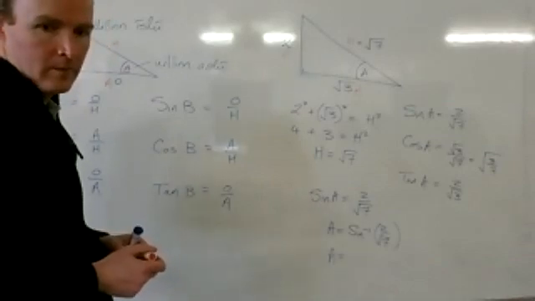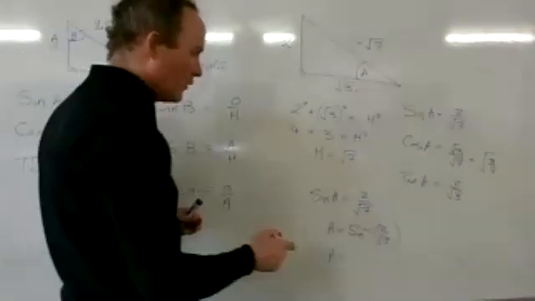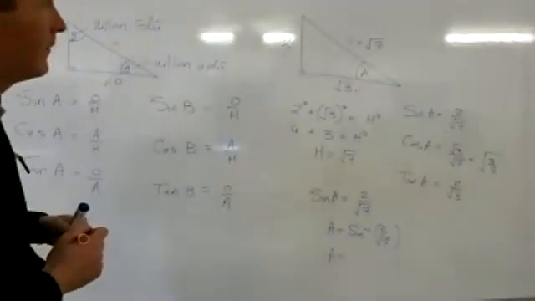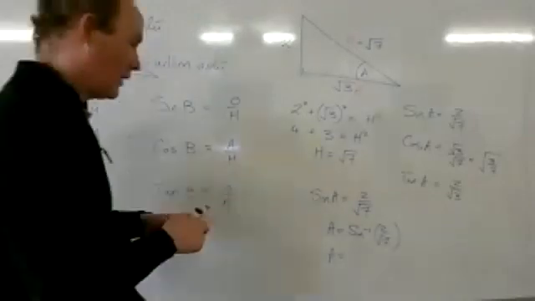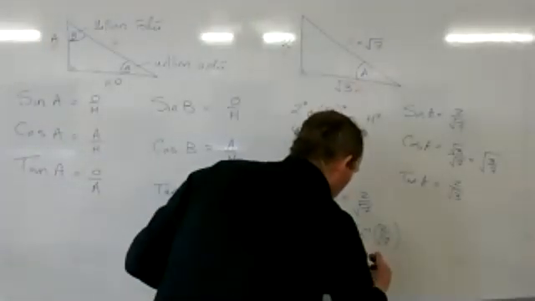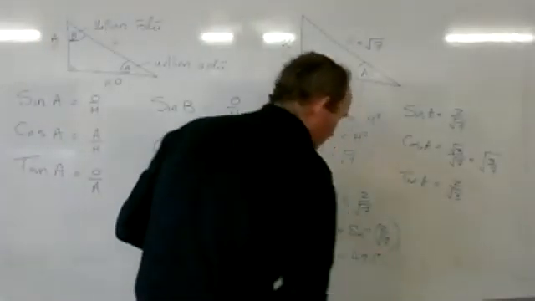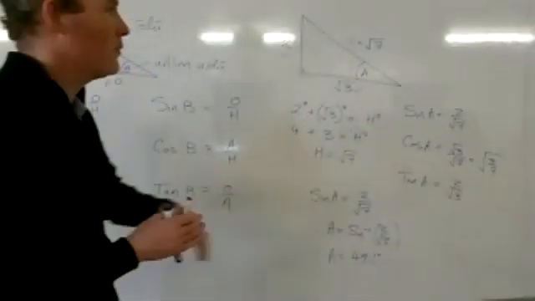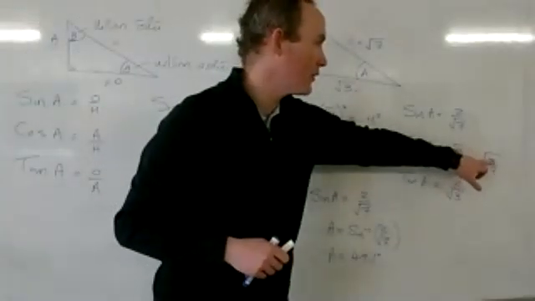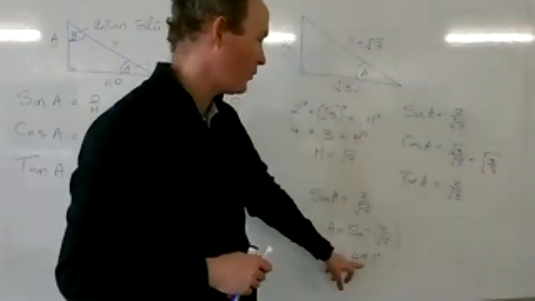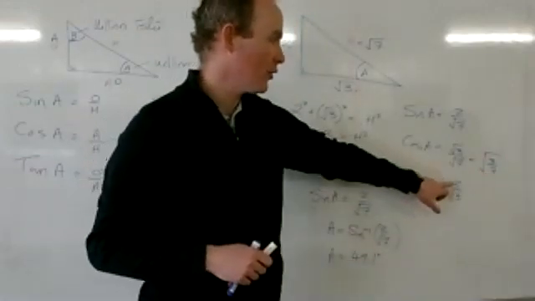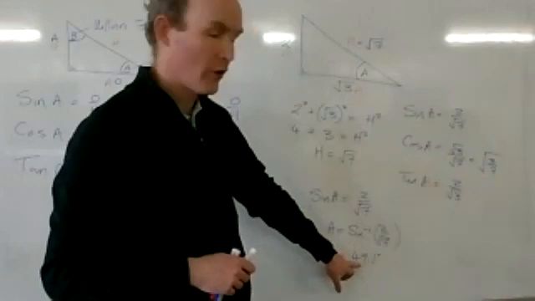Is that 2 over square root 7? 2 over square root 7, yeah. 49.1 degrees. Okay. So obviously, we're going to have cos A equal to square root 3 over something, which gives 49.1, and tan A equal to square root 3 over something, which gives 49.1.